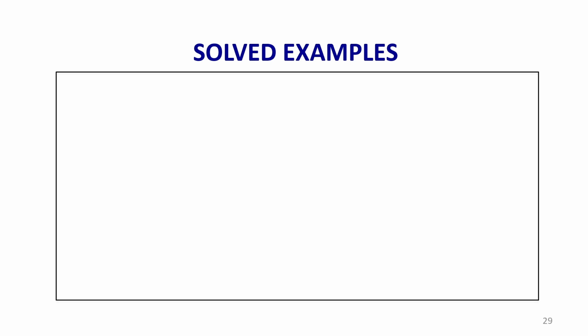Okay. So, let me write the given data. Plate 1, temperature T1 is equal to 400 Kelvin, emissivity is 0.8, and for plate 2, T2 is equal to 300 Kelvin and emissivity is the same. Okay. Emissivity is same.